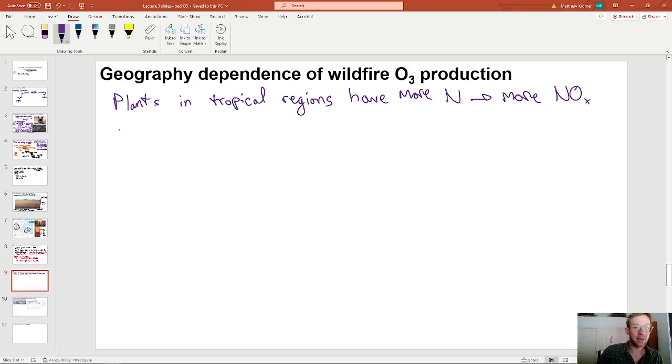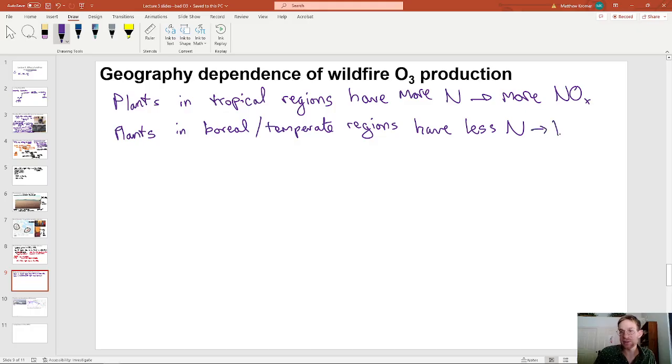Inversely, plants in boreal or temperate regions tend to have less nitrogen, and this results, you guessed it, in less NOx emissions. This results in some really interesting differences in ozone production based on whether the wildfire is in the tropics or in temperate boreal regions. When I say temperate boreal regions, think Alaska, Canada, the Pacific Northwest, Northern California. Those would all be temperate boreal regions, or at least that's how I'm defining them here, based on the research that I'm referring to.